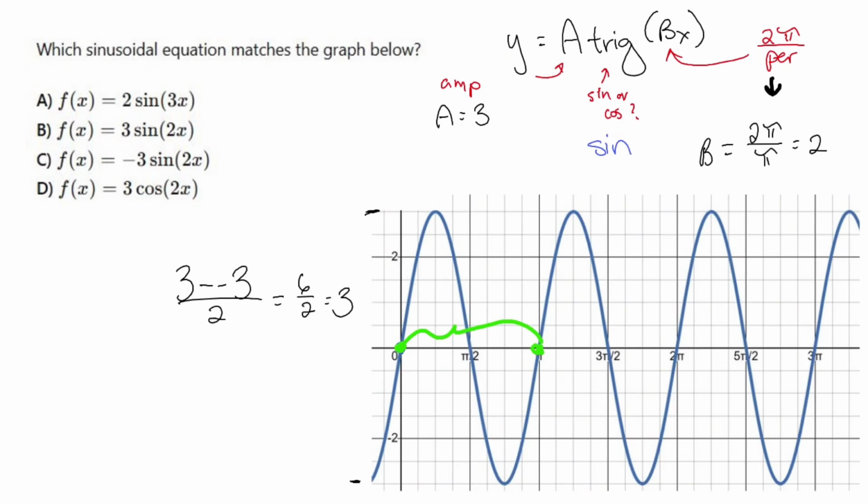So the equation that I can set up is y equals a, which is 3, sine b, which is 2, x. And that matches up with B, baby.